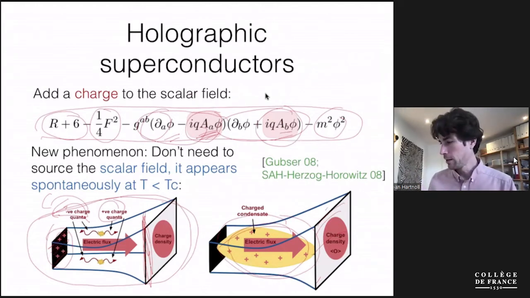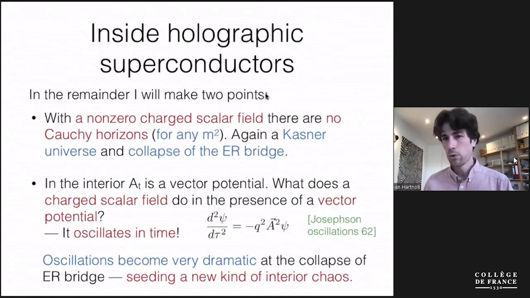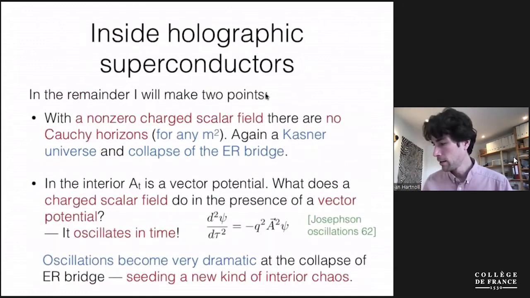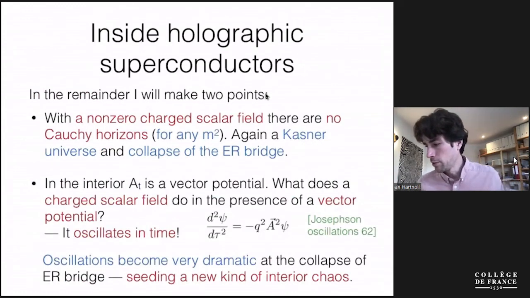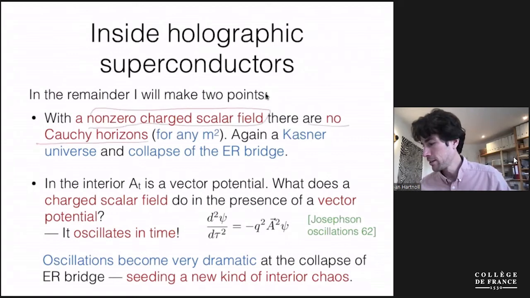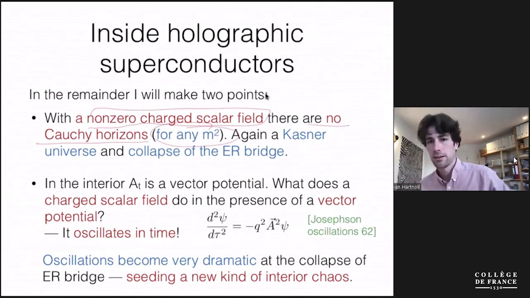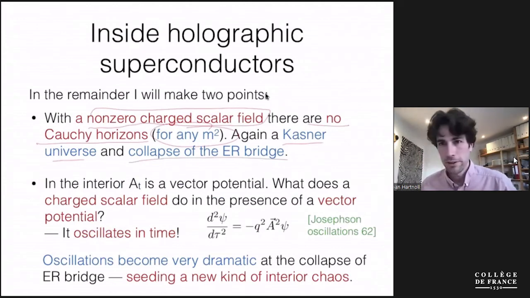Now I'm going to talk about what happens inside a holographic superconductor. I have a black hole, and I have some condensate sitting outside, but of course, the solution will also change inside. There are going to be two points. Firstly, I'm going to show you that when you have a non-zero charged scalar field, there are no Cauchy horizons. There's actually a much stronger theorem that there are no Cauchy horizons in this case. And again, there will be a Kasner universe and a collapse of the Einstein-Rosen bridge. But there's one more thing that happens. Let me tell you about this.